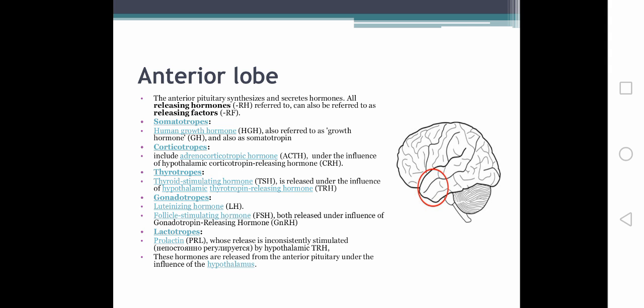Well, the anterior lobe of the hypophysis of the pituitary gland secretes or produces such hormones: somatotropes, human growth hormone, GH; corticotropes, adrenocorticotropin, ACTH; thyrotropes, thyroid stimulating hormone, TSH; gonadotropic hormones, both luteinizing hormone and follicle stimulating hormone; and lactotropes, prolactin hormones.